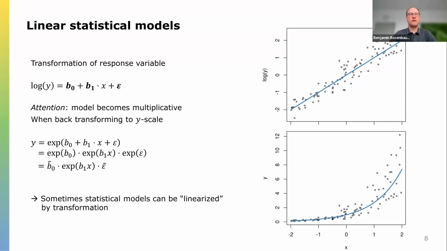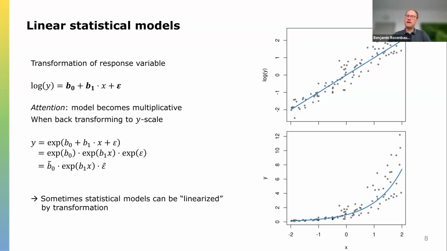But this part here turns into some exponential function, or you can write it down with a new parameter. So this is some scaling parameter times e to the power of bx times, now the error becomes multiplicative here. So this looks like a highly nonlinear function, both in x and in b. But if you transform this back to the log, right? So if this is your model, by log transforming it, I can turn it into a linear model. So sometimes statistical models can be linearized by transformation.